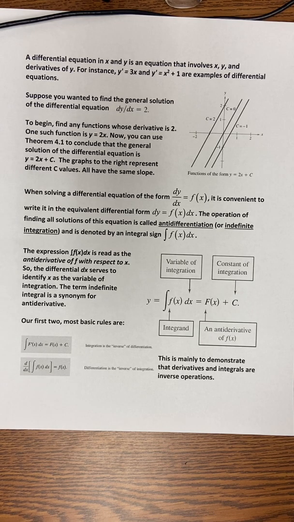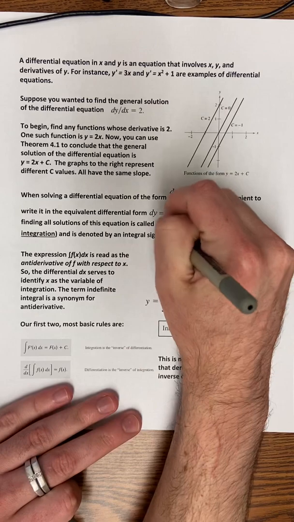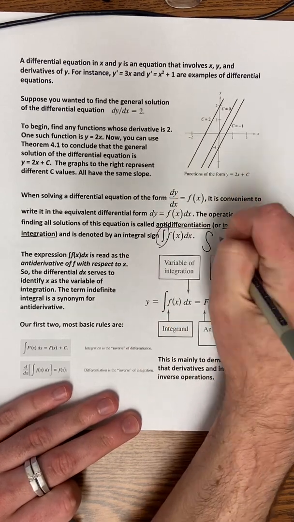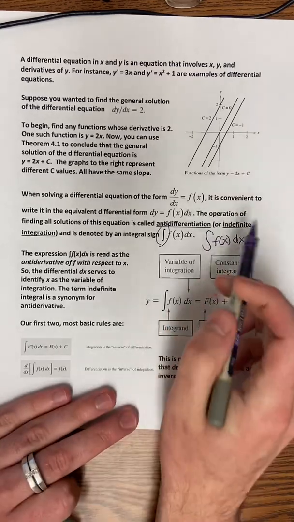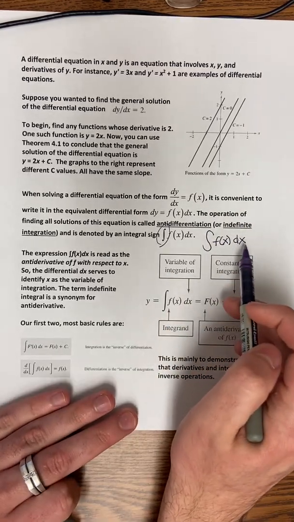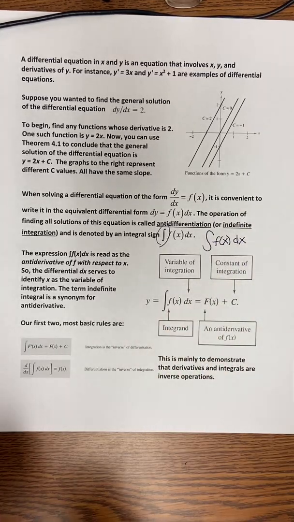And when you're doing that, you'll notice this little curly S looking sign. This represents the integral of f of x with respect to x. So what the dx tells you is what variable you're taking the integral of. And the way that's read is that you're finding the antiderivative or integral of f with respect to x. So again, the dx is there to help you identify what variable you're taking the integral with respect to.